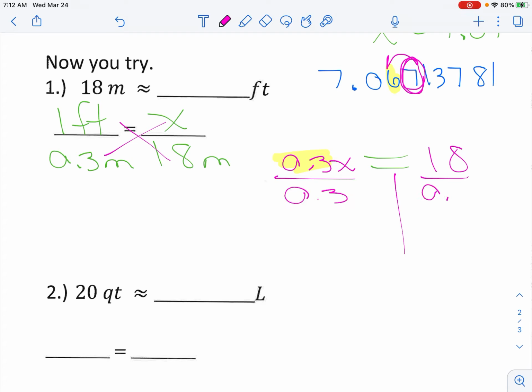Divide both sides by 0.3. Everything on the left is going to cancel. I'm going to my calculator. I'm going to divide 18 by 0.3. And my calculator says 60. So 18 meters is equal to 60 feet.